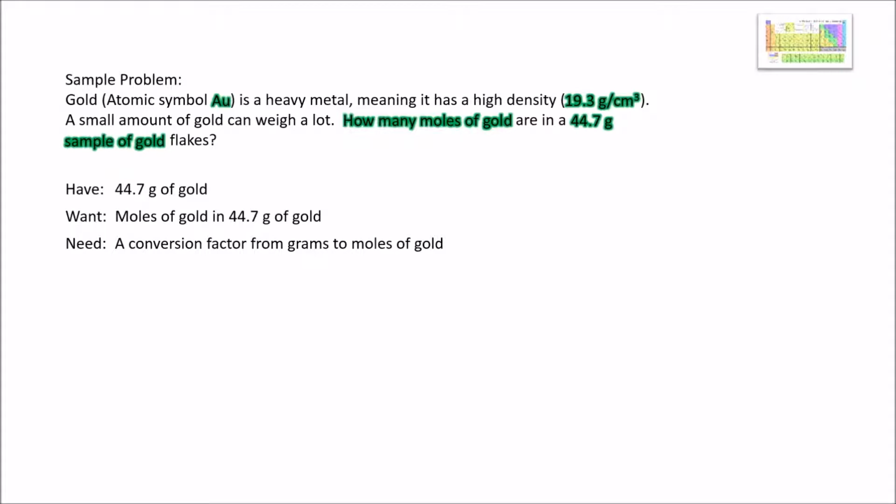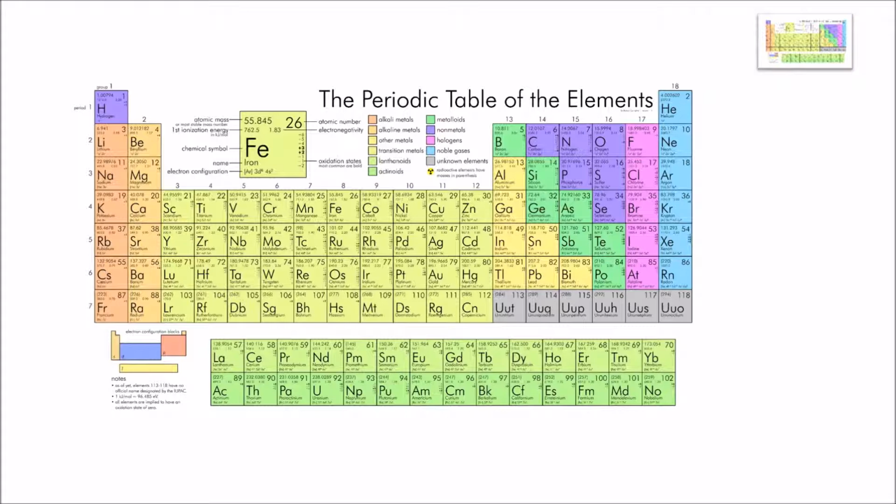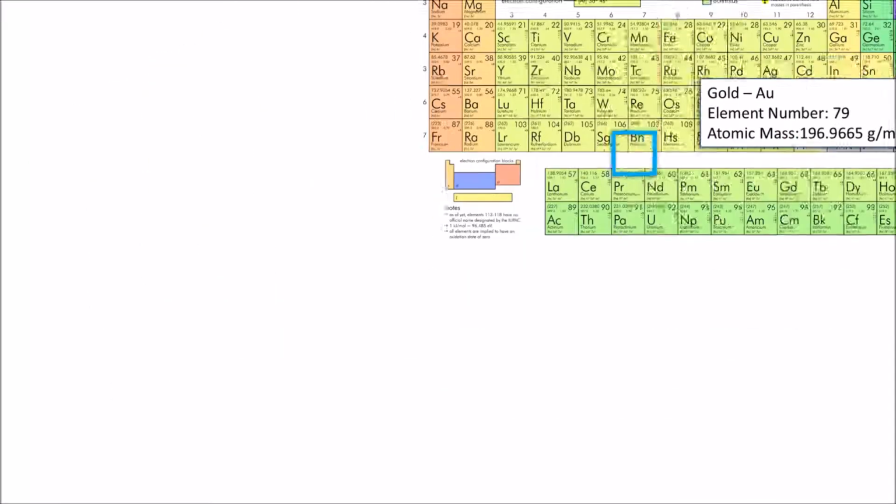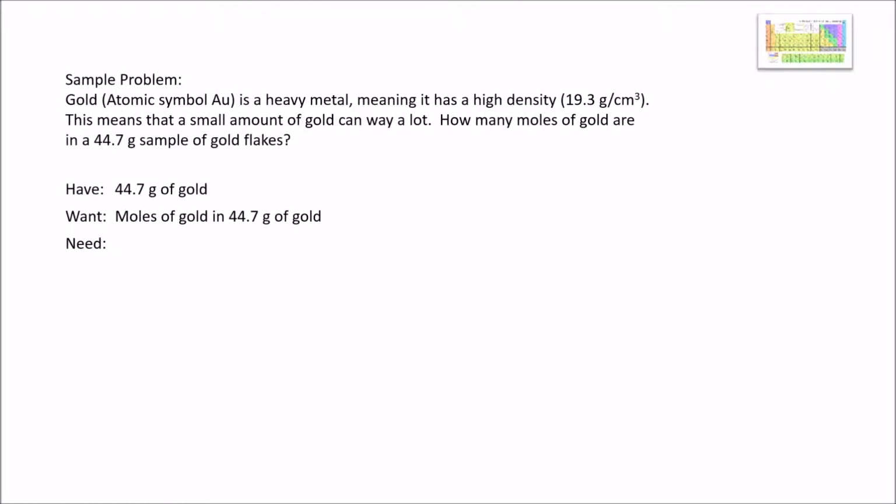To find that conversion factor, we turn to the periodic table. The periodic table is listed by symbols. So we use the symbol for gold, which is Au, right here, and we get the information that we need. It gives us the element number, and it also gives us the atomic mass, which is 196.9665 grams per mole. That's the conversion factor that we're going to use to solve this particular problem. So where we need a conversion factor, we put our 196.97 grams per mole, rounding slightly.